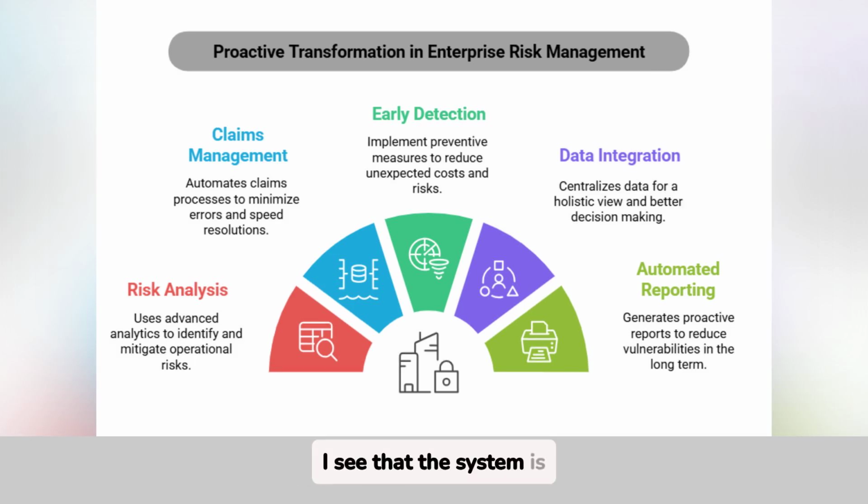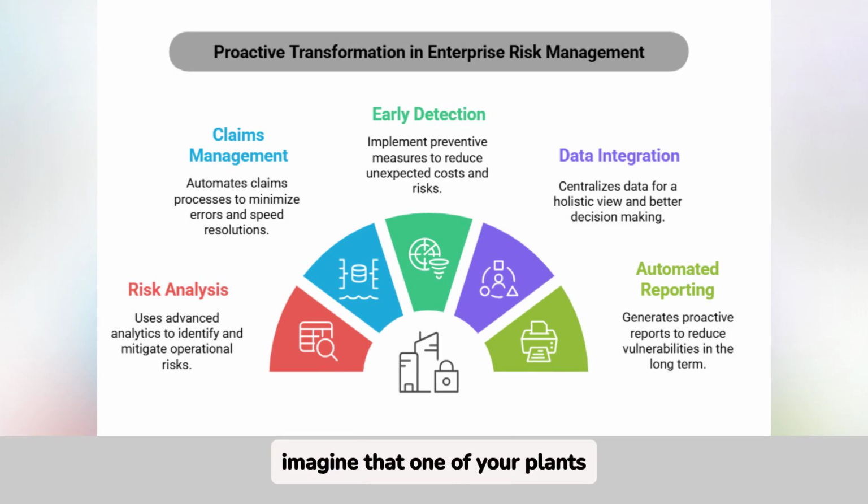I see that the system is not only limited to detecting and managing risks, but also provides us with tools to assess the economic impact of each incident and to manage claims in an agile way. Could you give me a practical example? Of course. Let's imagine that one of your plants detects a recurring failure in a critical component, which increases the risk of a prolonged shutdown.